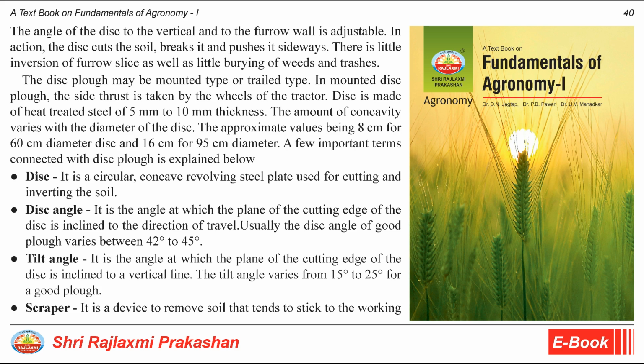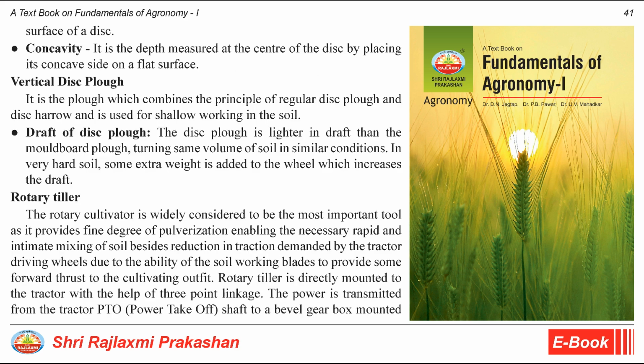Scraper: it is a device to remove soil that tends to stick to the working surface of a disc. Concavity: it is the depth measured at the center of the disc by placing its concave side on a flat surface. Vertical disc plough: it is the plough which combines the principle of the regular disc plough and the disc harrow and is used for shallow working in the soil. Draft of disc plough: the disc plough is lighter in draft than the mould board plough, turning the same volume of soil in similar conditions. In very hard soil, some extra weight is added to the wheel, which increases the draft.